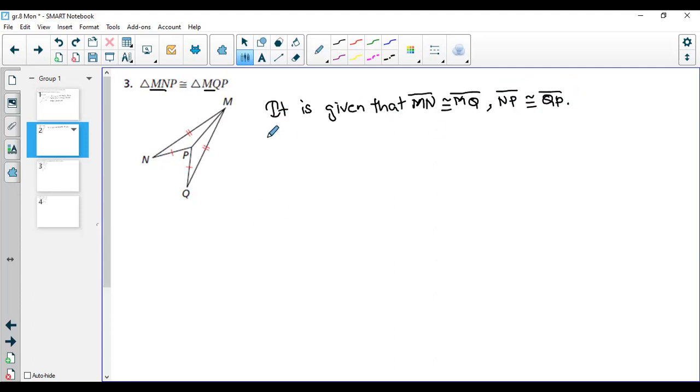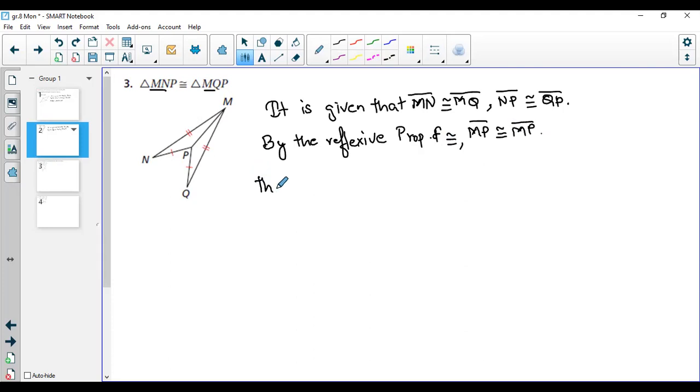Then, by the reflexive property of congruence, that's going to be a second statement, which is equal to what? The common side, which is MP. So MP is congruent to MP.